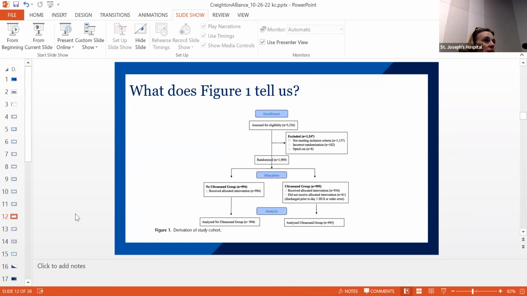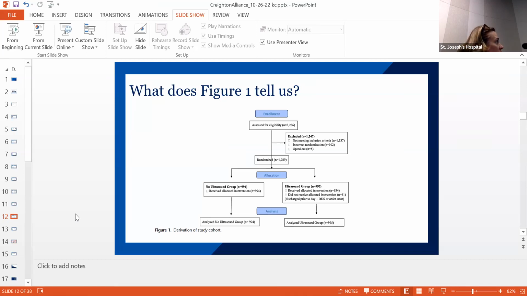Is it a pretty big study or a pretty little study? Pretty big study, yeah. And why do we need so many patients? Power, because we have a rare event. Good, thanks. So we've got over 3,000 patients assessed for eligibility. We've randomized over 2,000. And that's where we get our 1,000 for the no ultrasound group and 1,000 in the ultrasound group. And then we do our analysis.